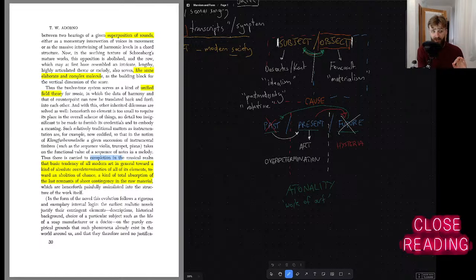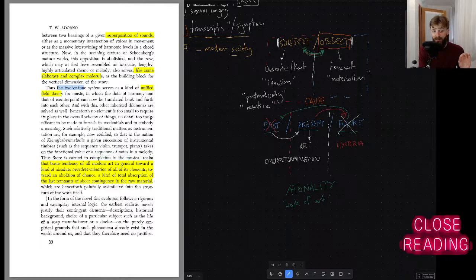"Thus, there is carried to completion in the musical realm that basic tendency of all modern art" here being pejorative in some sort of sense. Jameson is saying modern art is not doing what the work of art should do. "In general, towards a kind of absolute overdetermination of all its elements, towards an abolition of chance, a kind of total absorption of the last remnants of sheer contingency in the raw material, which are henceforth painfully assimilated into the structure of the work itself." So this interpretation of modern art is too much on the object side, right? There is an abolition of chance. That's an incredible phrasing.